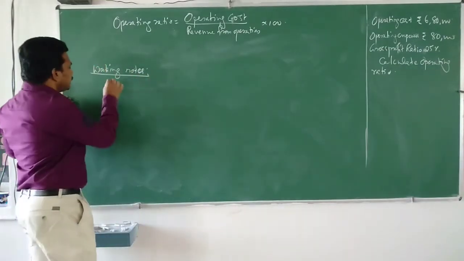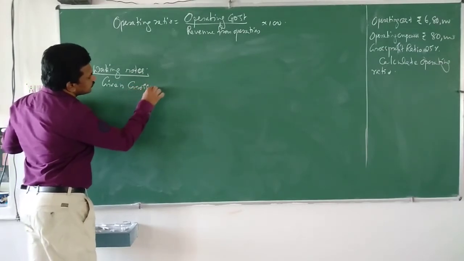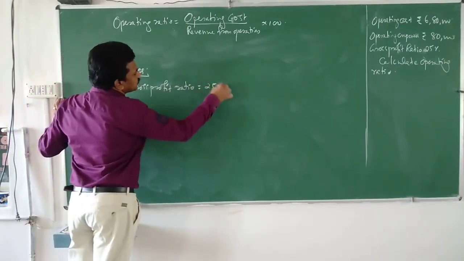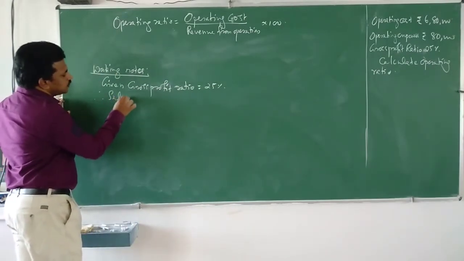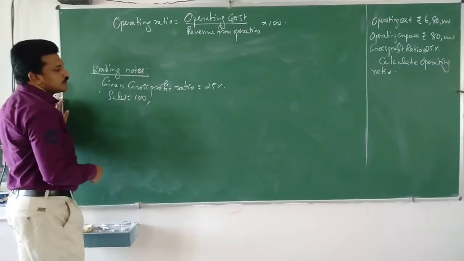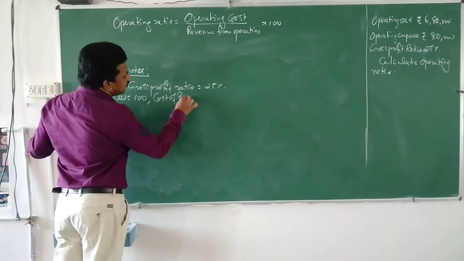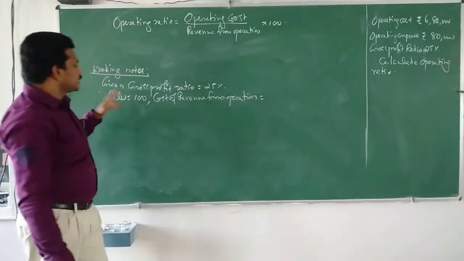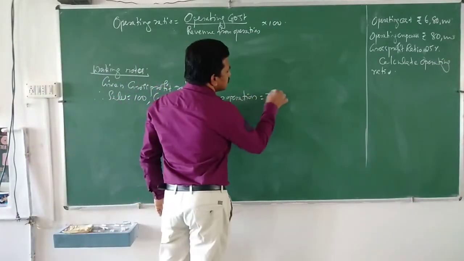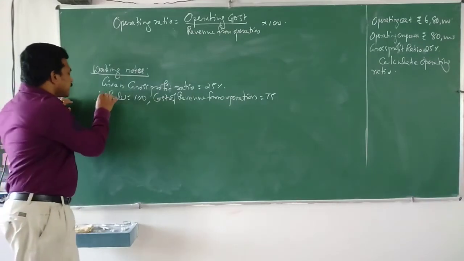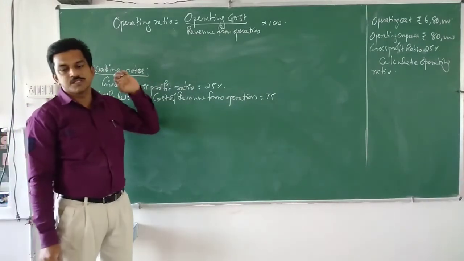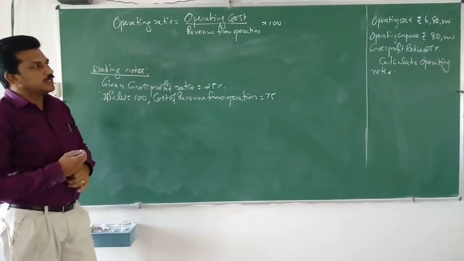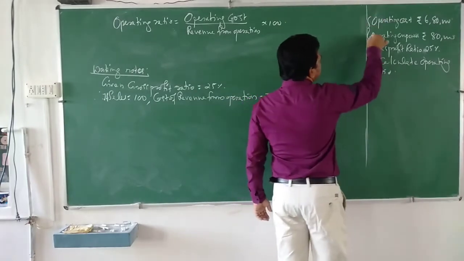Gross profit ratio is given. How much? 25%. That means sales is equal to 100 and cost of revenue from operation means 100 minus 25, that is 75. Okay, that means if sales is 100, cost of revenue from operation is 75. Cost of revenue from operation also we don't know, but we can calculate it. Cost of revenue from operation is the difference between these two.